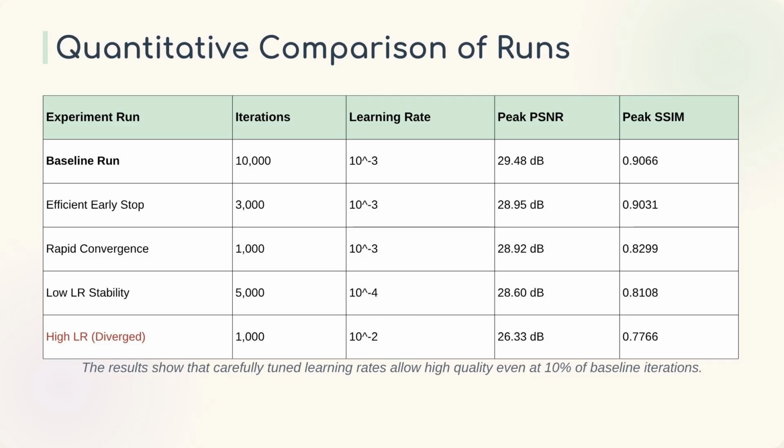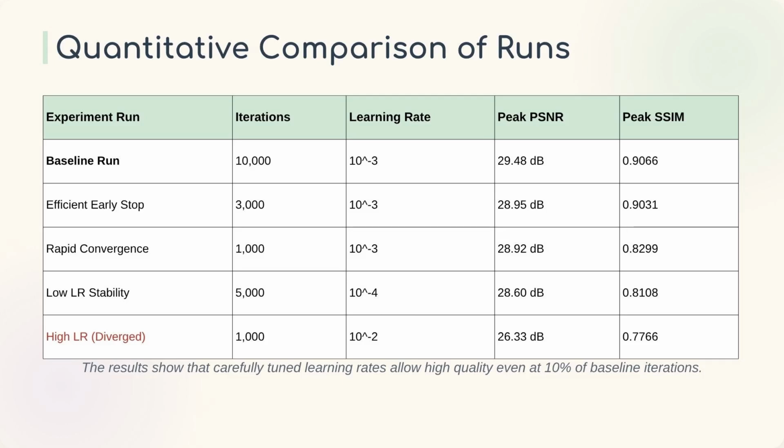To answer the efficiency questions my teammate just raised, look at our 3,000 iteration test. By stopping early at the same optimal learning rate, we reduce the physical execution time by 70% while maintaining an excellent PSNR of 28.95 and SSIM of 0.9, virtually identical to the baseline. But the model is highly sensitive, as you can see at the bottom of the table: pushing the learning rate too high, 10 to the minus 2, causes the optimizer to overshoot the loss minimum, resulting in mathematical divergence and a drop in metrics.